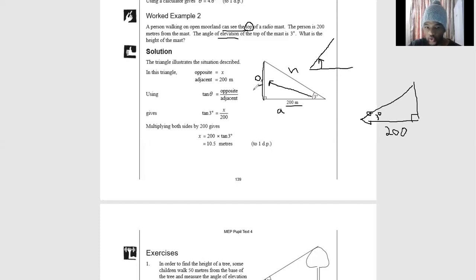So which trig ratio uses opposite and adjacent? That's your tangent. So you take tangent, you write it down, you get a mark for writing this: tan theta is equal to opposite over adjacent. Remember that theta represents any angle. We do have an angle in this case, which is 3 degrees. So you substitute that 3 degrees there.